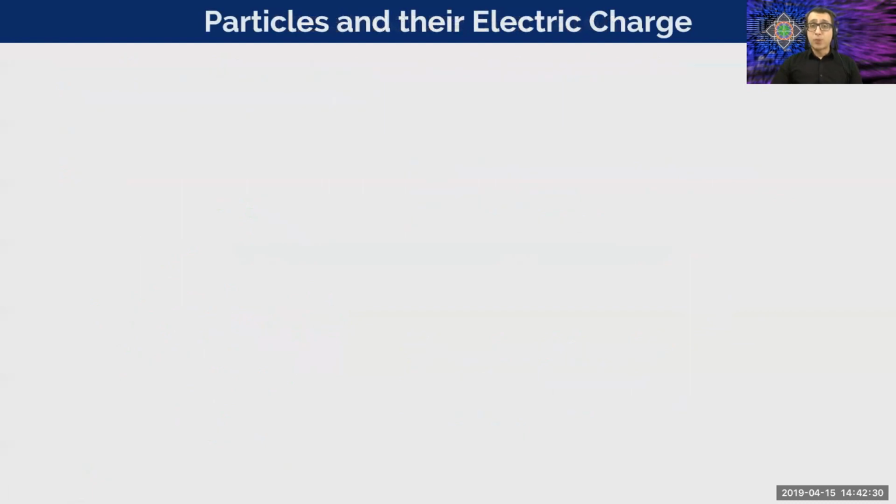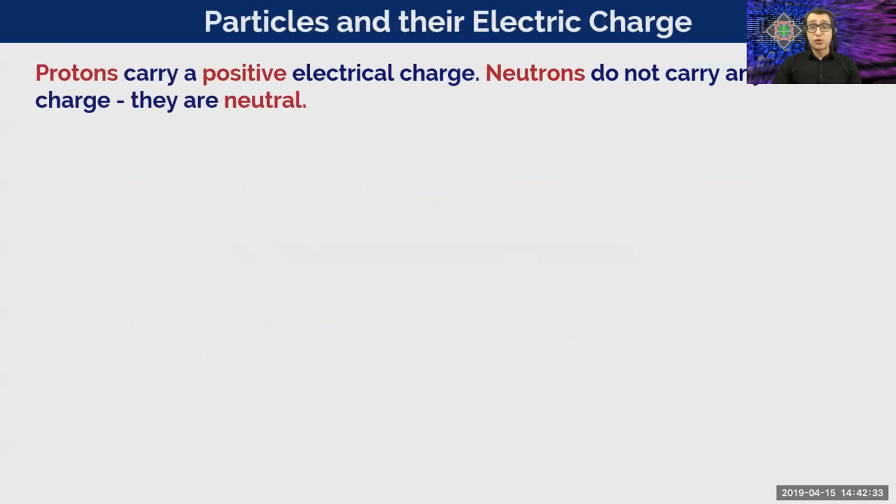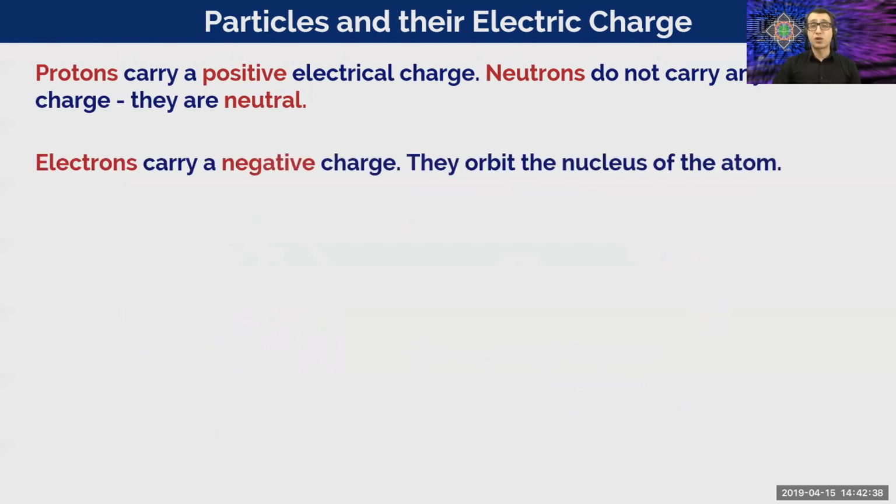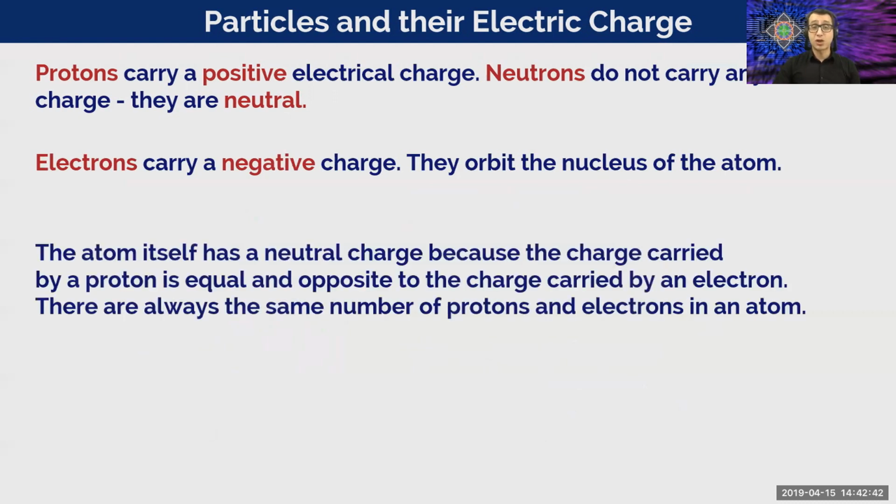So, to remind you, protons carry a positive electrical charge, neutrons do not carry any overall charge, they're referred to as being neutral, and electrons carry a negative charge orbiting the nucleus of the atom. And the atom itself overall has a neutral charge, neither positive nor negative overall, because the positive charges on the protons are exactly equal in size in total to the negative charges on the electrons, because again, an uncombined, unbonded atom is an object which always has an equal number of positively charged protons and negatively charged electrons.